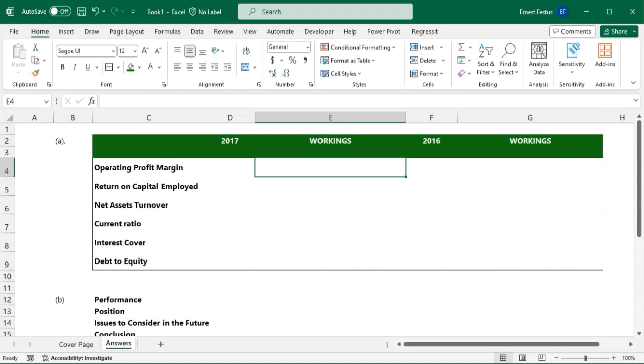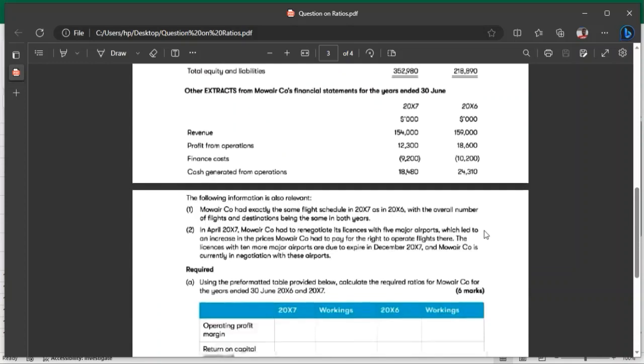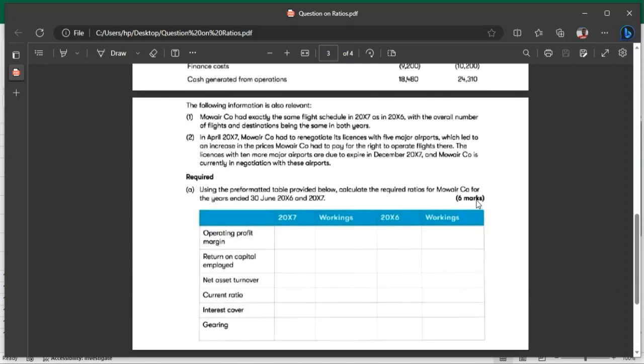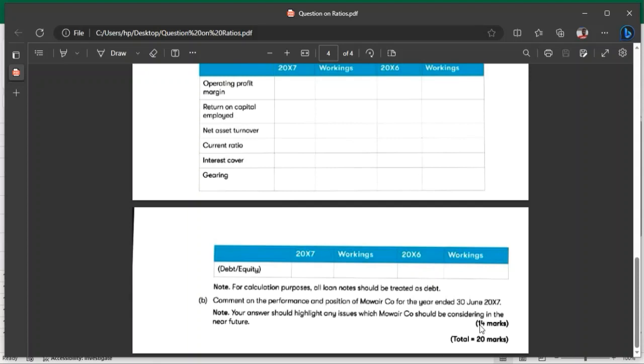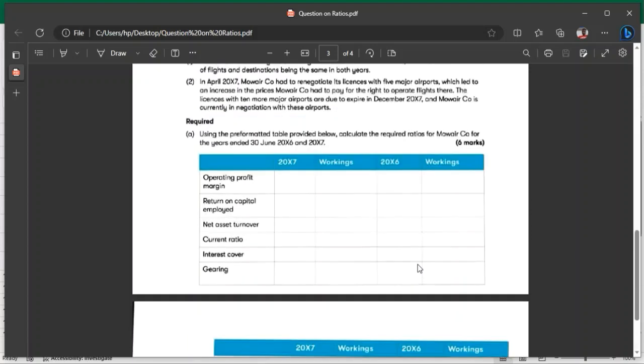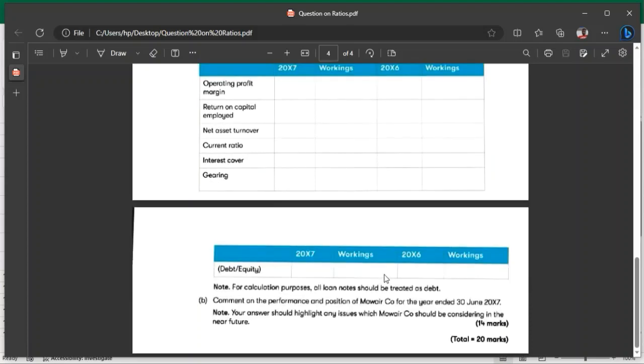And remember, from the question, the calculation actually takes only 6 marks. Only 6 marks. And the analysis takes 14 marks. So more of your efforts should be directed at the analysis and the interpretation, because that is where meaning is actually made out of whatever you are doing. The calculation fetches very low marks. So your emphasis should be laid on the analysis and the interpretation.